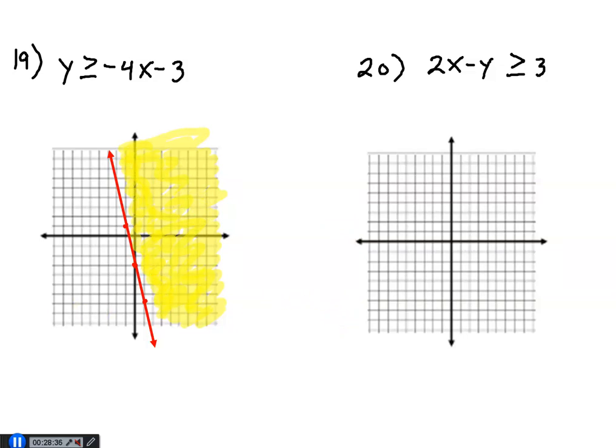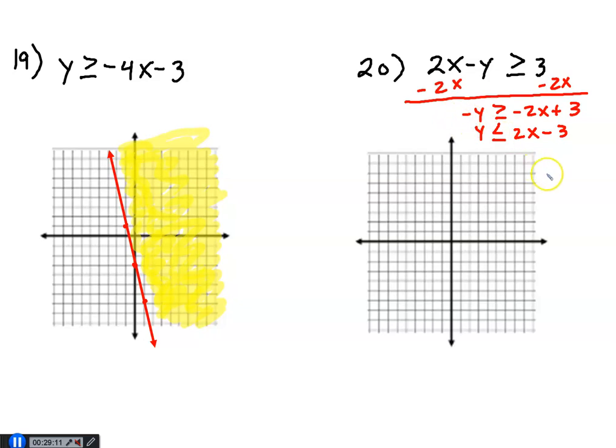All right, so that takes care of number 19, so let's jump over here and do number 20. Number 20 needs to be solved for y first, so we've got a little bit of work to do on this one. We're going to subtract 2x first. And then we still haven't solved for y, so remember we need to divide by negative 1. When we divide by a negative, that's going to reverse this inequality. So it looked like initially that it was going to be greater than, but as we solve for y, it becomes less than. It has to switch.